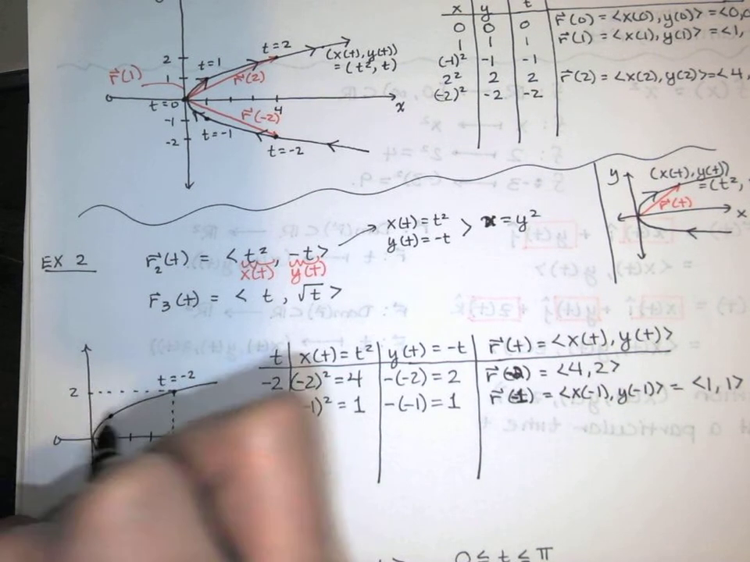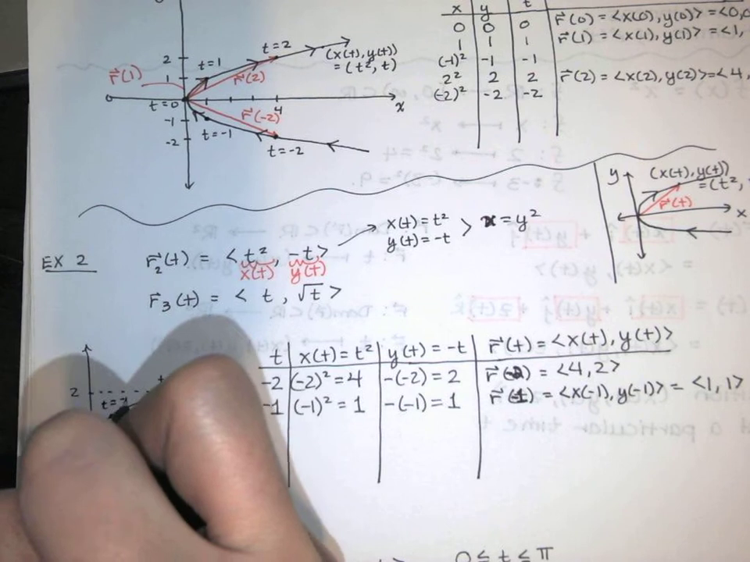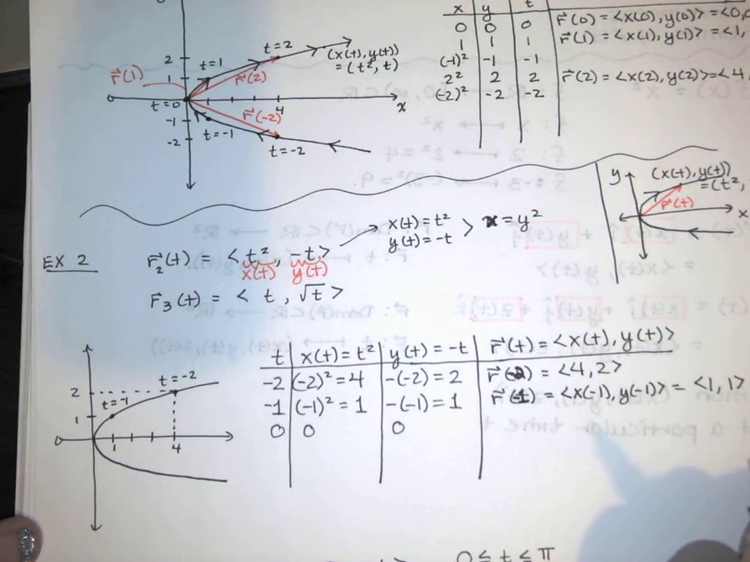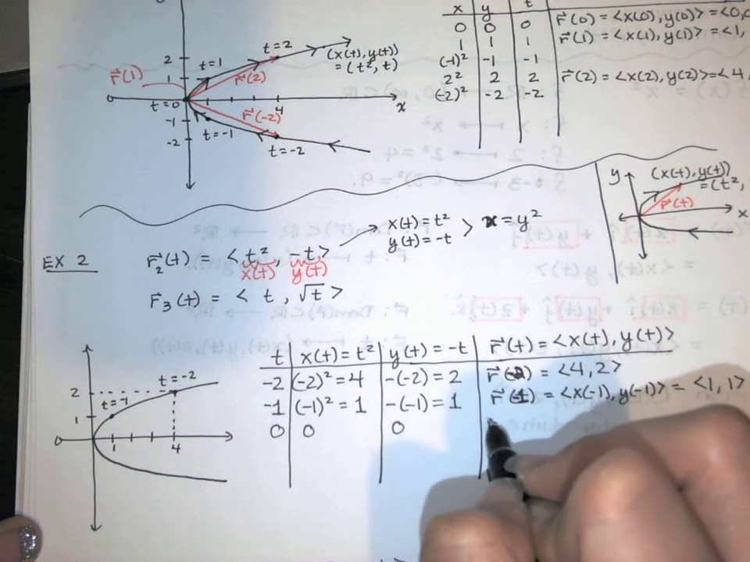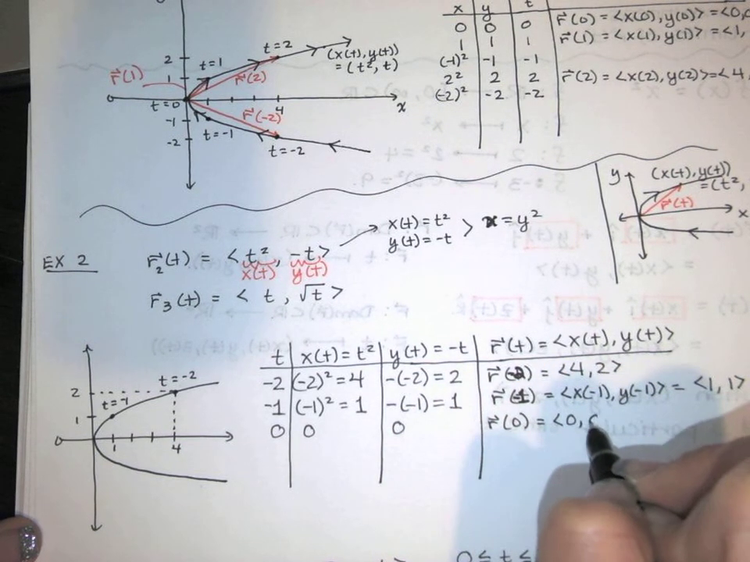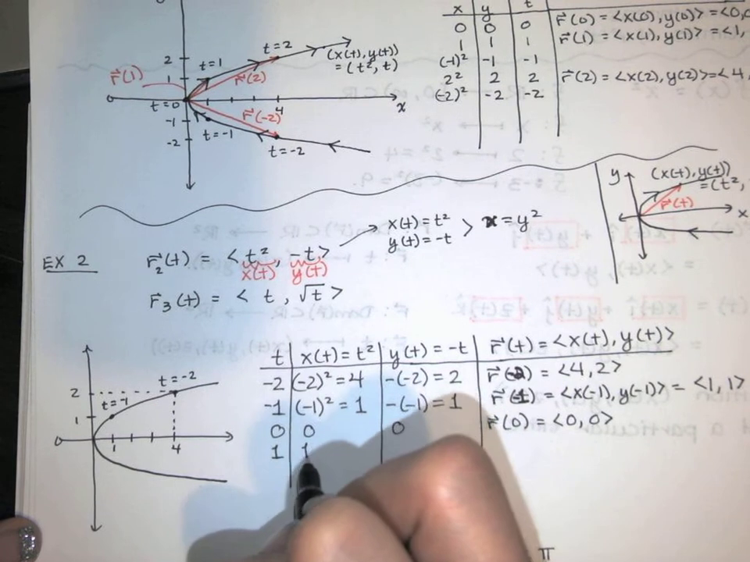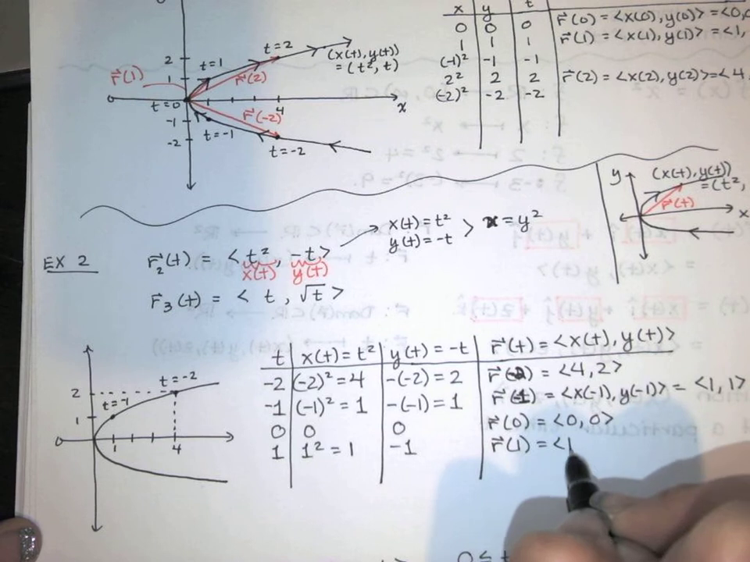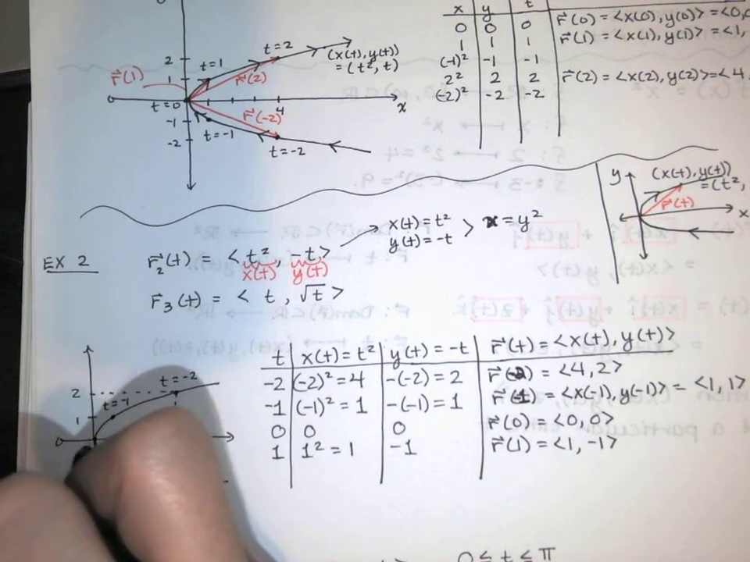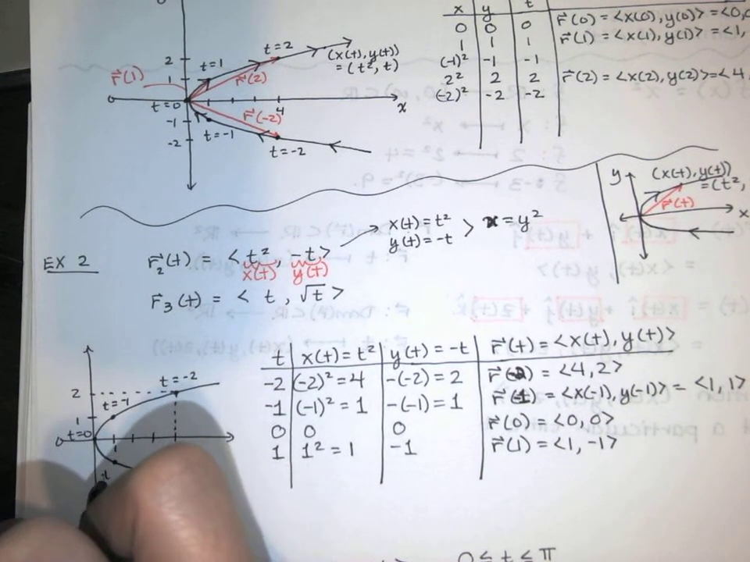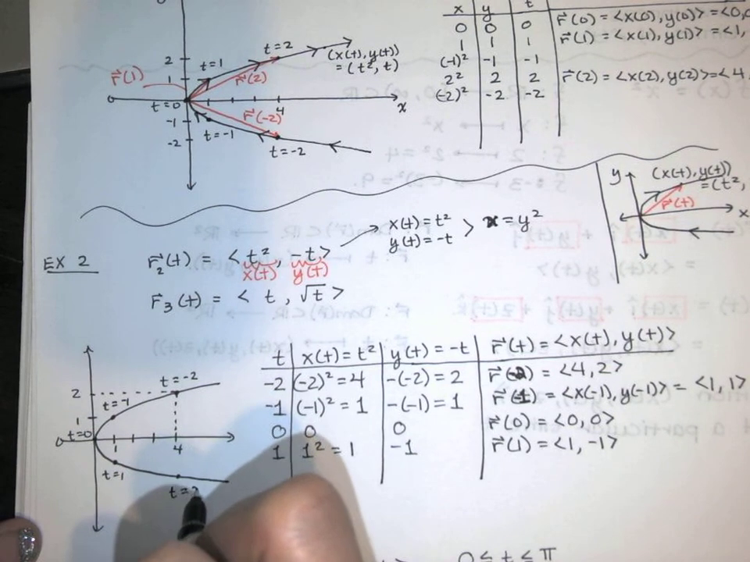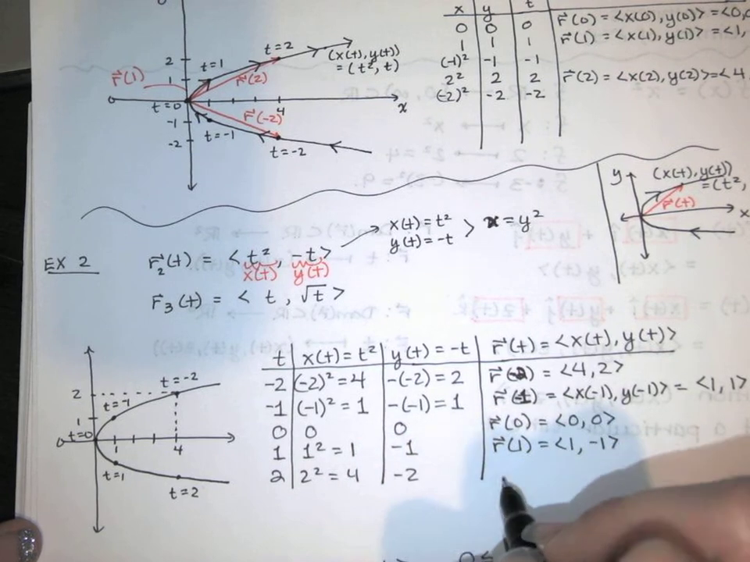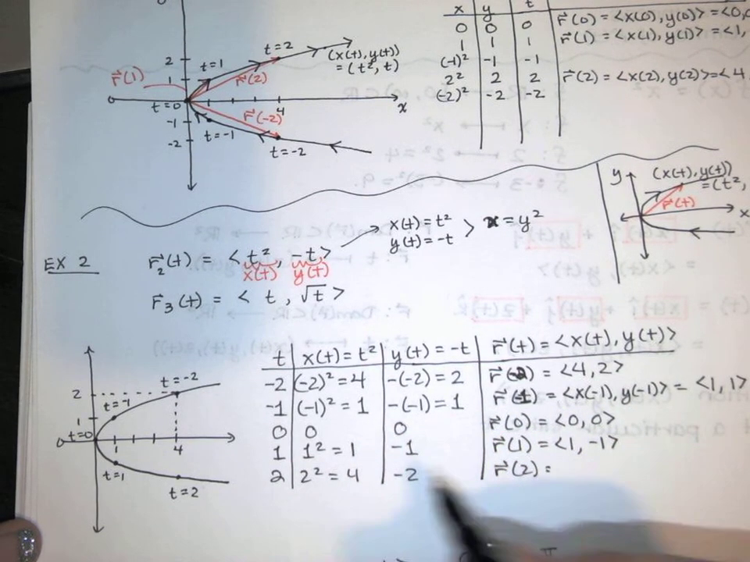So when x is 1, y is 1, we're right here at t equals negative 1. At t equals 0, we have 0 squared, which is 0, and the opposite of 0 is 0. So r of 0 is 0, 0. And when t is 1, we have 1 squared, which is 1, and negative 1. So r of 1 is 1, negative 1. Do you see what happened? At t equals 2, we're here. 2 squared is 4, and then we've got negative 2. So x is 4 and y is negative 2.